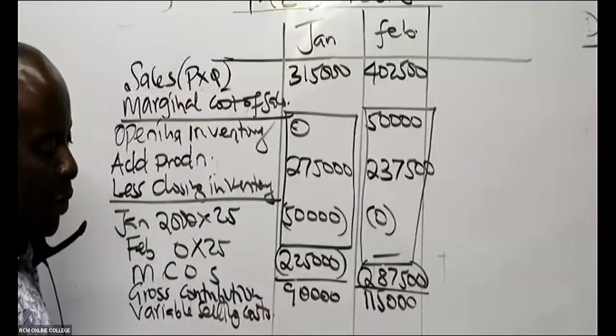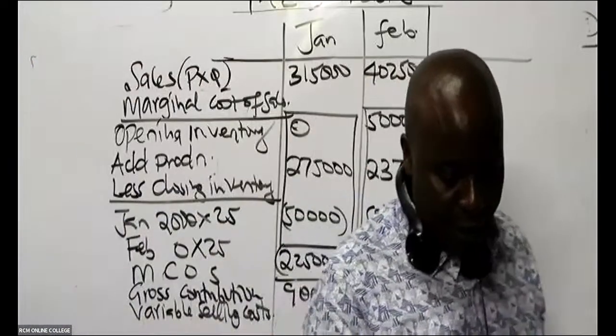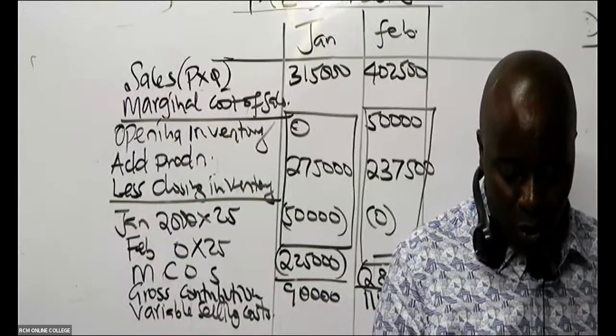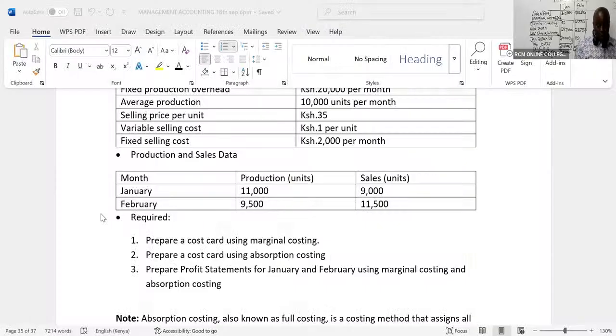Are you able to see the variable selling cost, my good students? Today, John Bosco, I can't see you talking at all. It's 1 shilling, isn't it? 1 shilling per unit sold. So meaning that if it's January, to get the total, I'll take 1 times 9,000, because in January you sold 9,000, isn't it? All selling expenses are normally multiplied with the units sold.